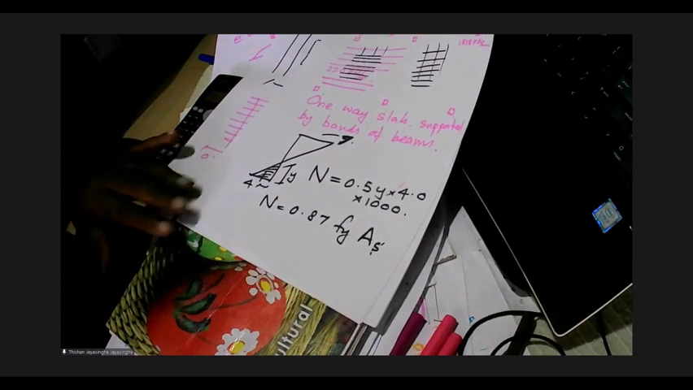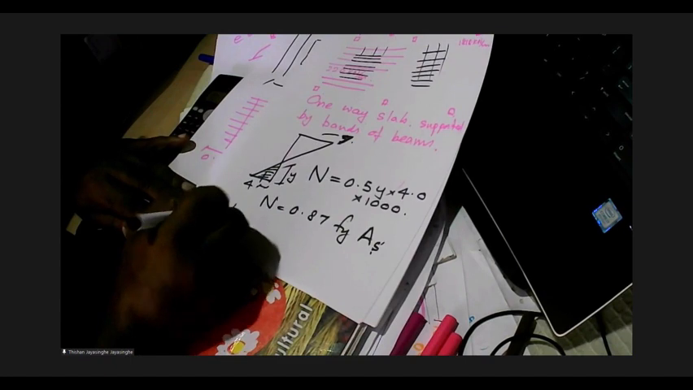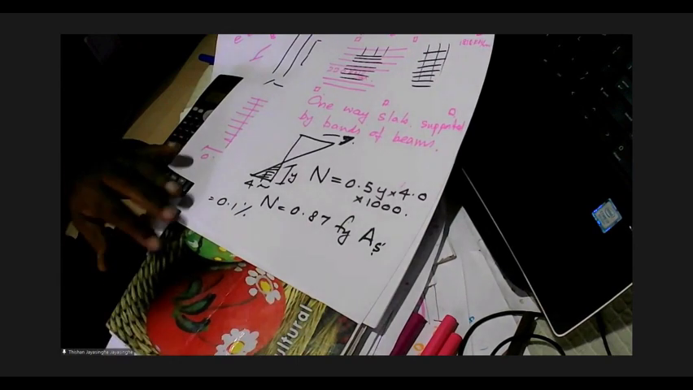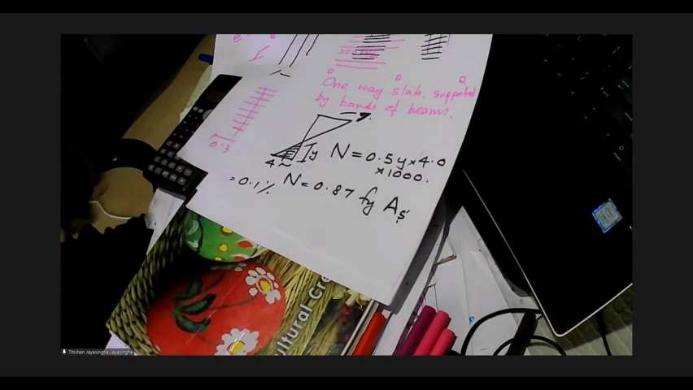And in addition to that, we will provide 0.1% reinforcement in both directions. Something like T8 at 300 in both directions. In addition to that, you need some 16 millimeter bars over the support in both directions. Generally, we provide T16 at 150 center to center over a length of 0.3 times the span. So that is the usual detail.